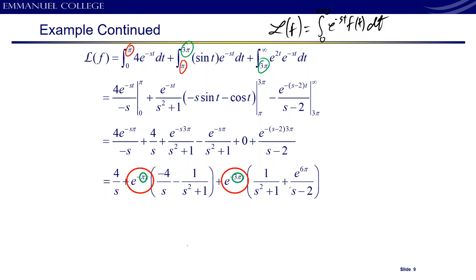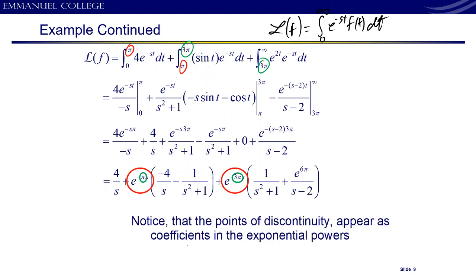the Laplace transform of e, with this little 6 pi in there because it's not just e to the 0. And then there's a discontinuity at pi. So then you notice this one is negative Laplace transform of 4 minus Laplace transform of sine. And then you have the e to the negative pi s. So you have exactly where they connect together. So those points of discontinuity actually appear as your coefficients for the exponentials.